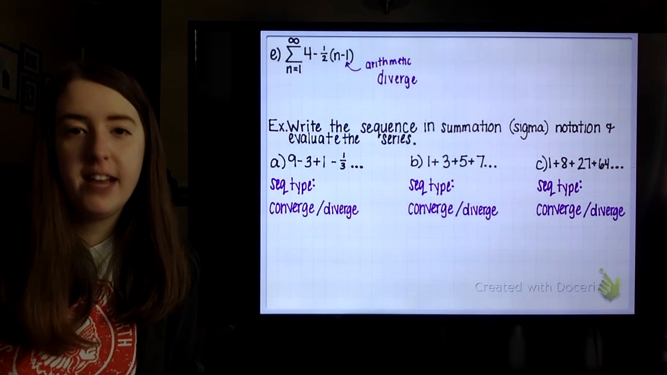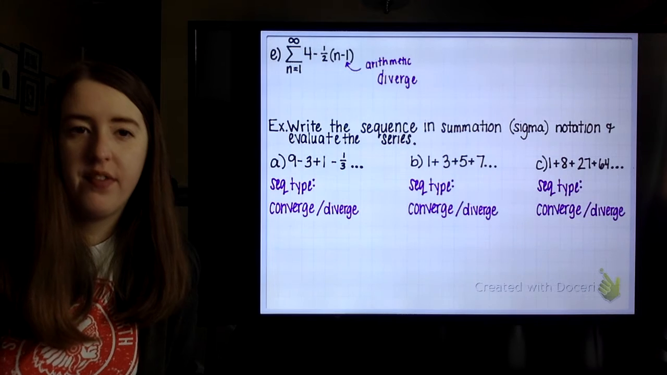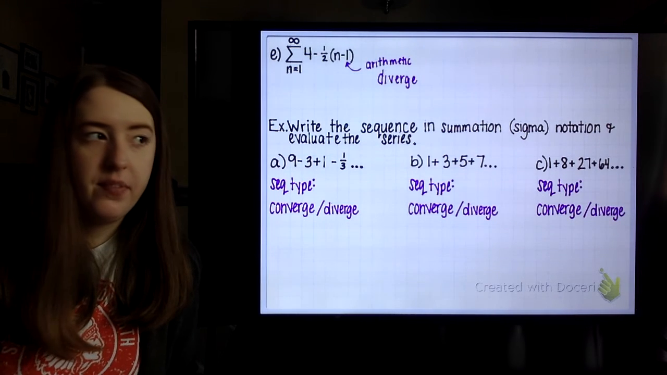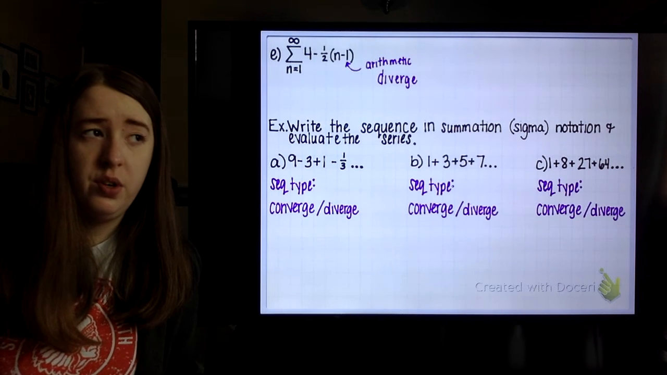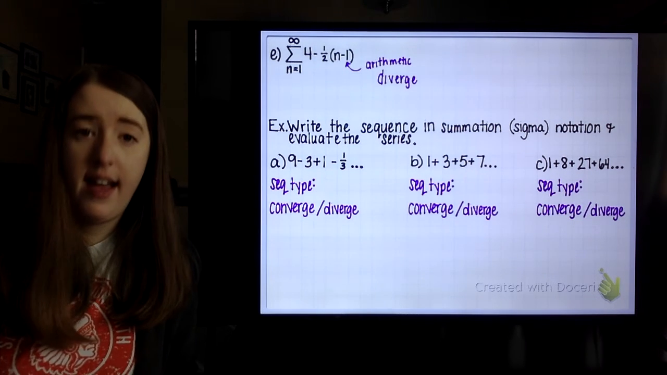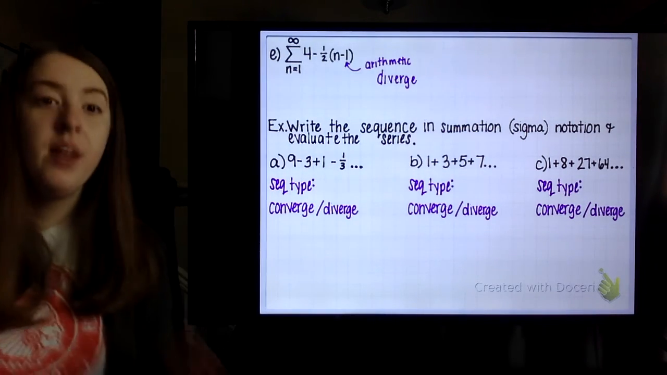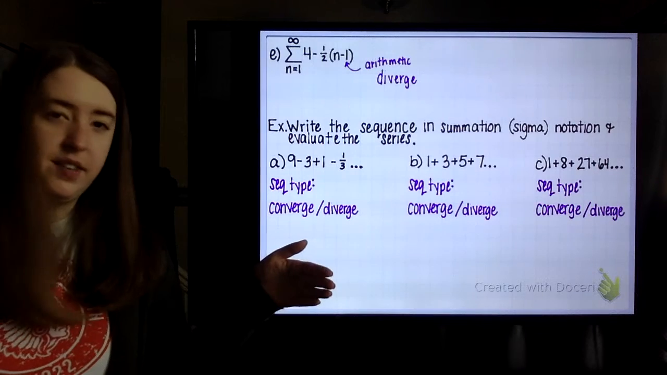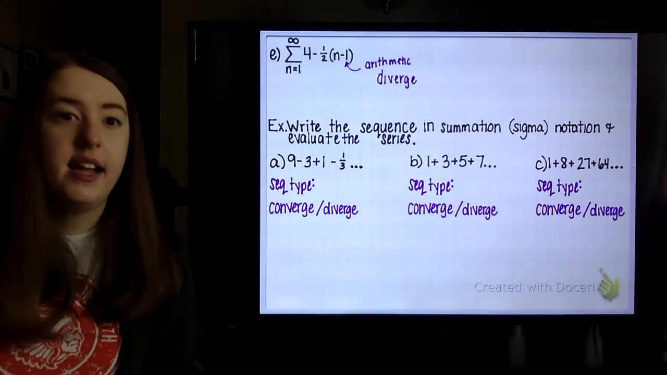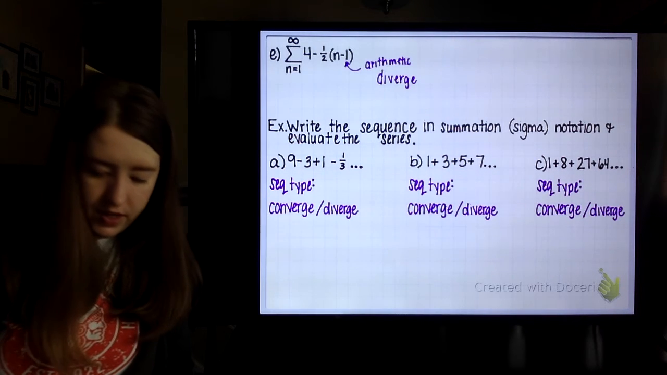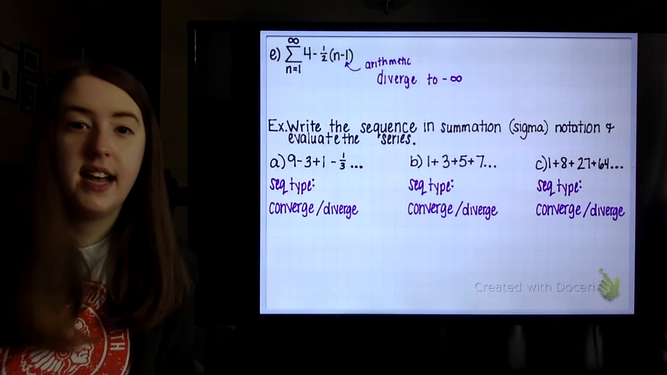But now let's think about that. So we start off with 4, and then each time we're subtracting a half. So we have 4, 3.5, 3, 2.5, 2, 1.5, 1, 0.5, 0, negative a half, negative 1, negative 1.5. Pretty soon, those positives and negatives are going to cancel each other out, and then I'm going to keep on adding more and more negative numbers. So that means I'm going to diverge to negative infinity in this guy.